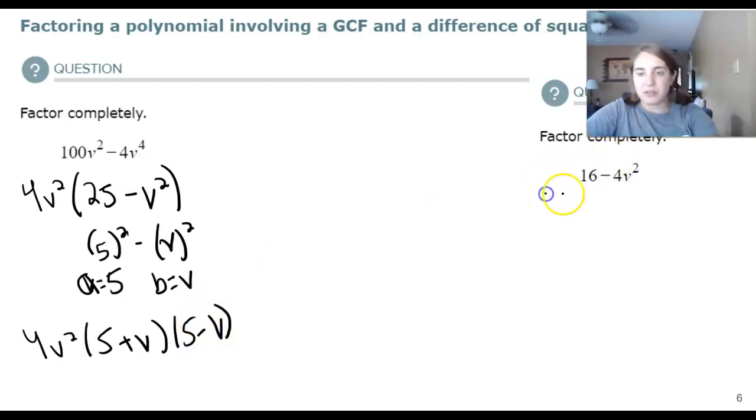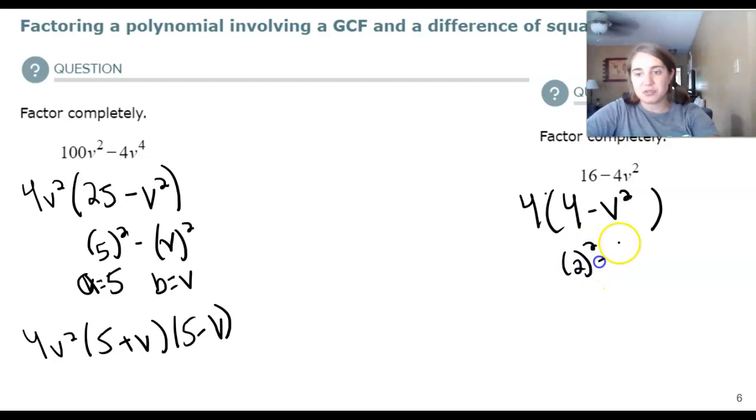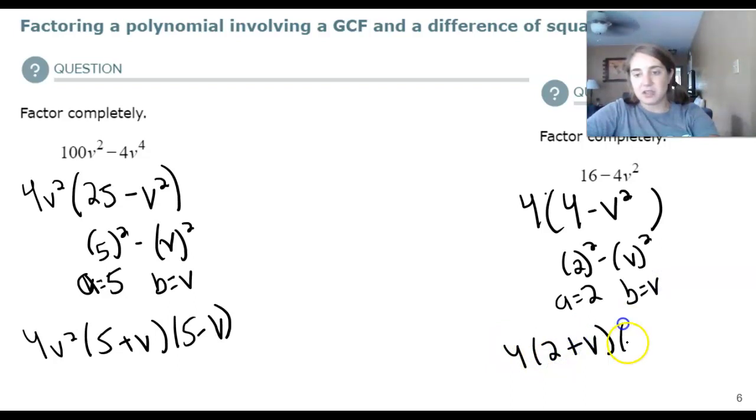I want you to think about what we can pull out here. Think about the greatest common factor here would be a 4, and I get 4 minus v squared, same as 2 squared minus v squared. So a equals 2 and b equals v. A plus b, a minus b.